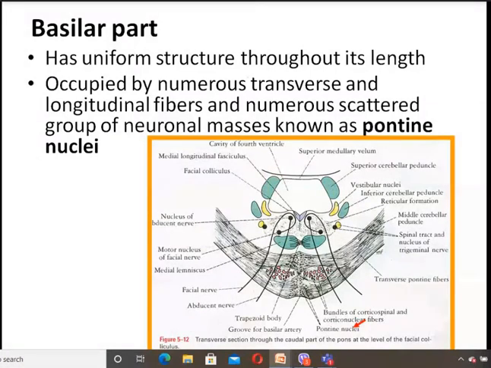It has a uniform structure throughout its length. The basilar part is uniform and is occupied by numerous transverse and longitudinal fibers. These are the transverse fibers which form the pontocerebellar fibers, and there are the longitudinal fibers and the nuclei. Numerous scattered groups of neuronal mass are known as the pontine nuclei. So the pontine nuclei are the prominent feature in the basilar part, and these are the transverse fibers which form the middle cerebellar peduncle or the pontocerebellar fibers. Okay, so that is the basilar part.